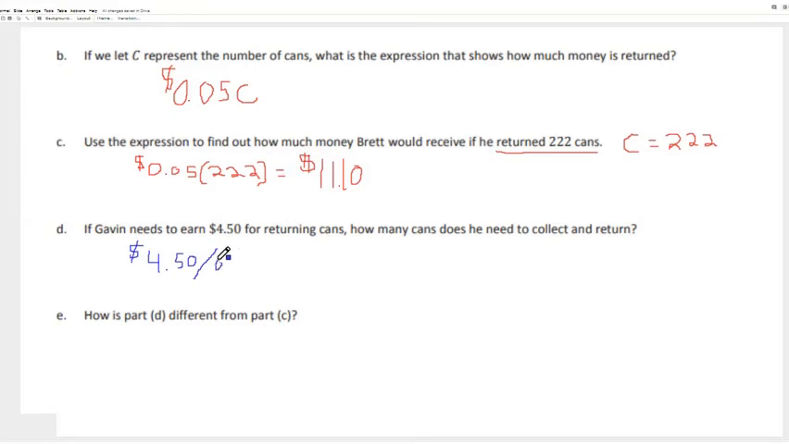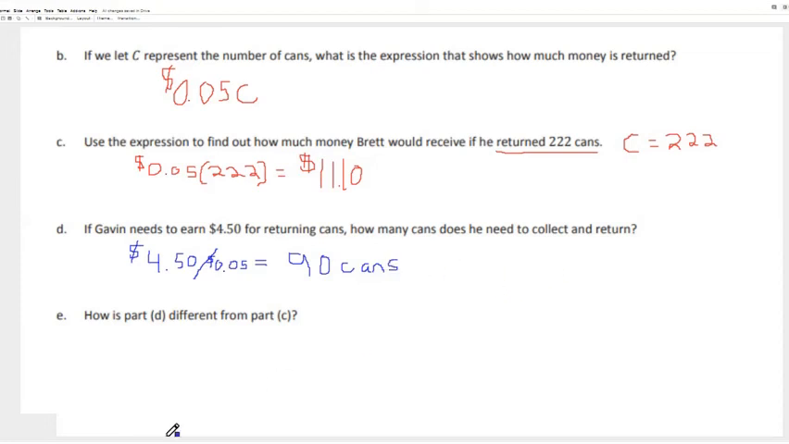Remember, the fraction bar is a division symbol, by 0.05, and this will give me the number of cans. So if we go ahead and do this division, we would get 90 cans. This is the number of cans you would need to come up with the $4.50.